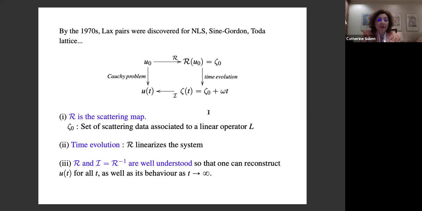And the next step, which is usually very difficult, is to understand this map R and its inverse sufficiently well so that one can go back and reconstruct the solution U as a function of T. Sometimes it's called the reconstruction of the potential for all time. And at the same time, one would like to understand even better its behavior as T goes to infinity. So that's the general picture.